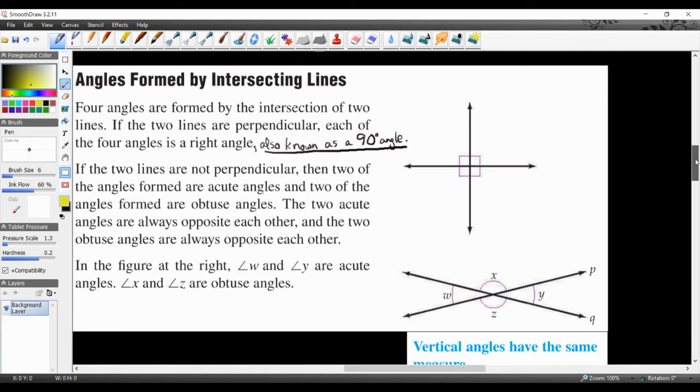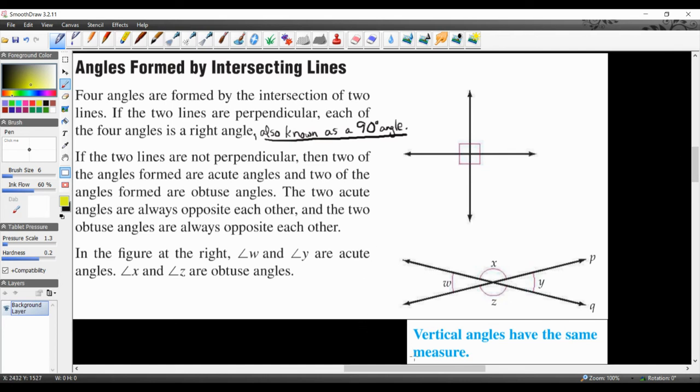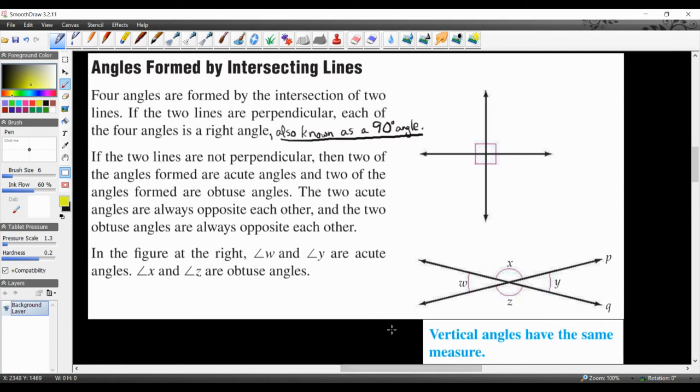We have our next type of lines: angles formed by intersecting lines. Over here, we have a cross-looking thing, a T, and it says that if we have four angles formed by the intersection of two lines, and they're perpendicular to each other, then that means they're right angles. A right angle is also known as a 90-degree angle.